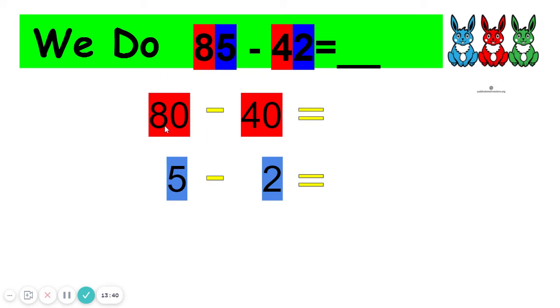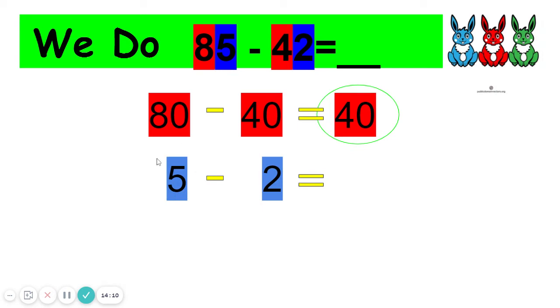Step 2 said I subtract the numbers in the tens place, and these are my tens in red. So let's read it. 80 subtract 40. 80, take away 40. If 8 minus 4 is 4, then 80 minus 40 is, you're right, 40.